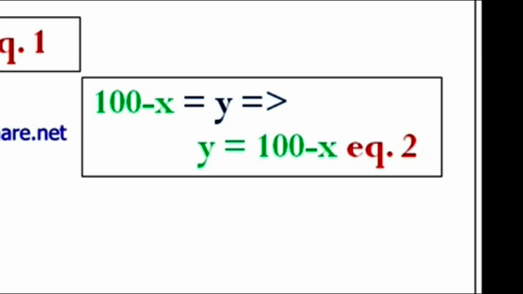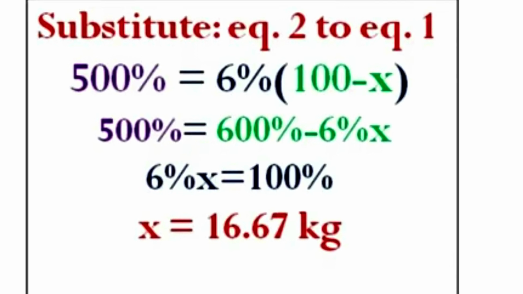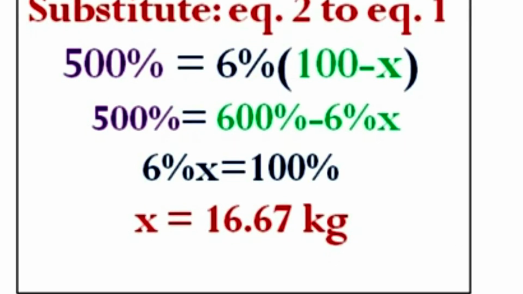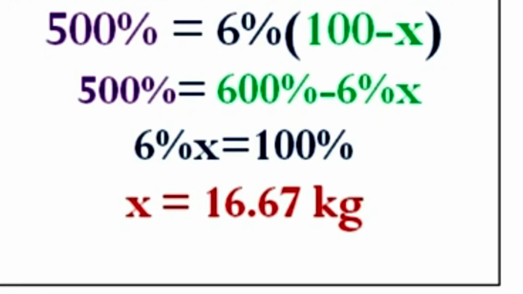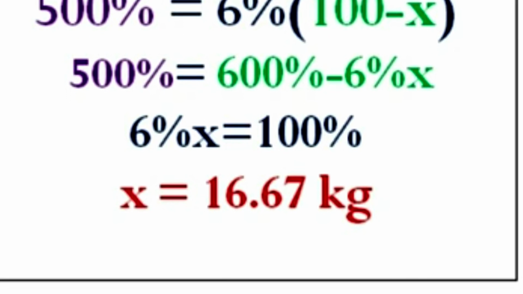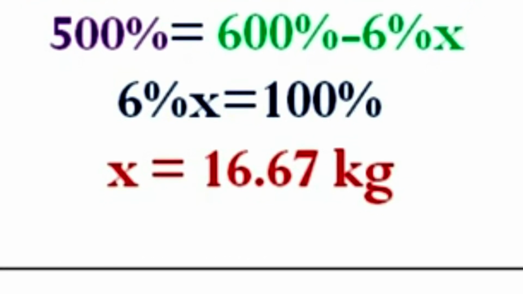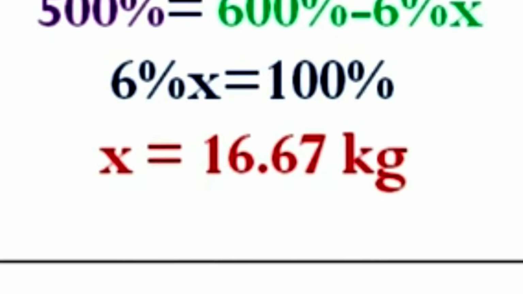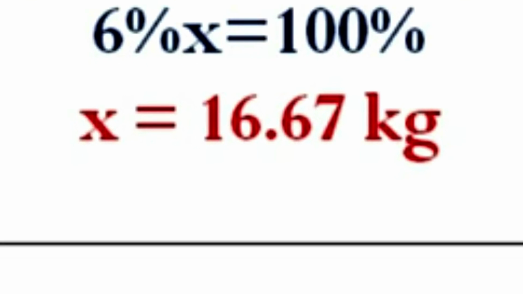Isolate Y again, 100 minus X. Substitute again, 500% is equal to 6% times 100 minus X. 500% is equal to 600% minus 6% X. Then that's 100% is equal to 6% X. Divide both sides by 6%, we get 16.67 kilograms.